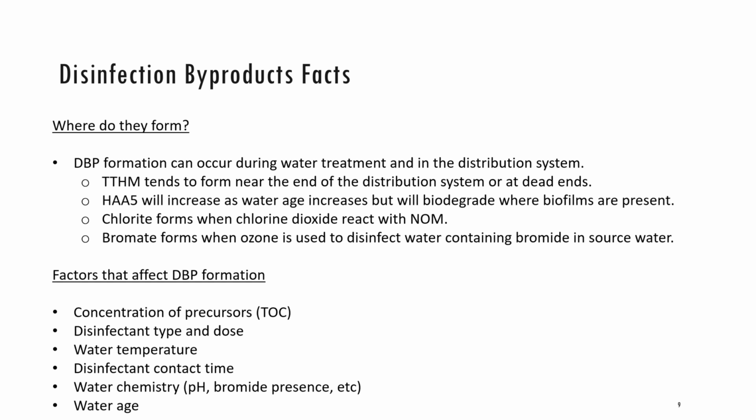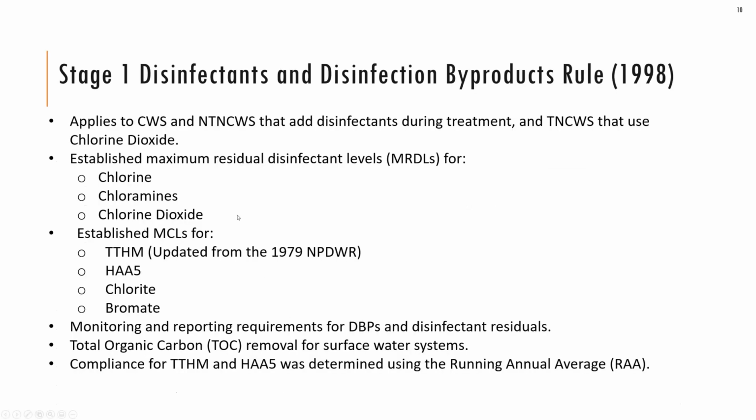So now that we know a little bit more about DBPs, we can move on to the actual rules that regulate these DBPs. First we'll review the Stage 1 DBPR, which was first announced in 1998 and went into effect in 2002. This rule affects all community water systems and non-transient, non-community water systems which use chemical disinfectants or oxidants, and transient non-community water systems which utilize chlorine dioxide in their treatment. The rule was implemented to address the public health concern associated with DBPs and to update the original total trihalomethane rule, which EPA published in 1979.